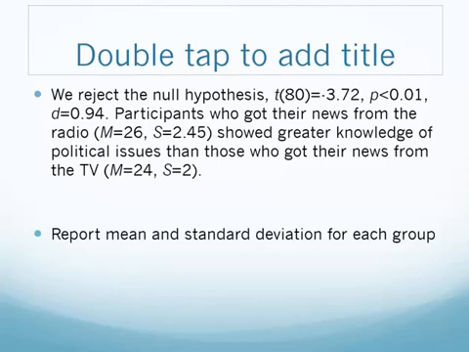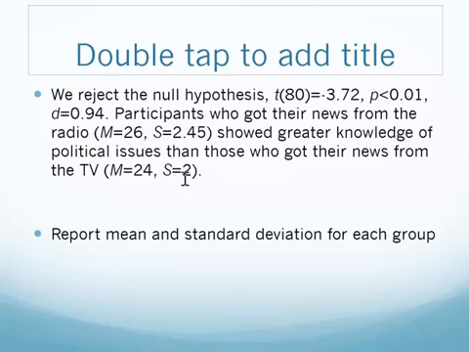And because we rejected the null, it's appropriate for us to report our effect size. So that is d, Cohen's d equals 0.94. And then you want to say something to the effect of, participants who got their news from the radio, and then state the mean and standard deviation for that, showed greater knowledge of political issues than those who got their news from the television.